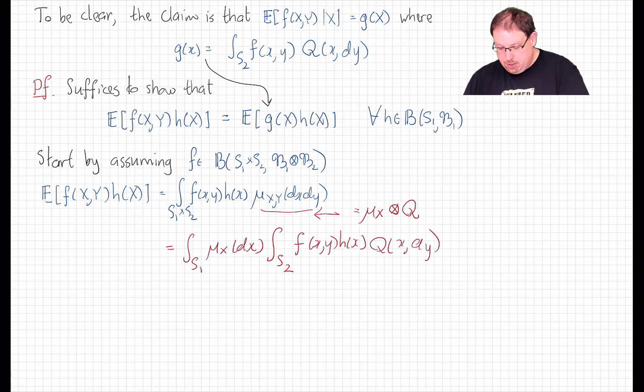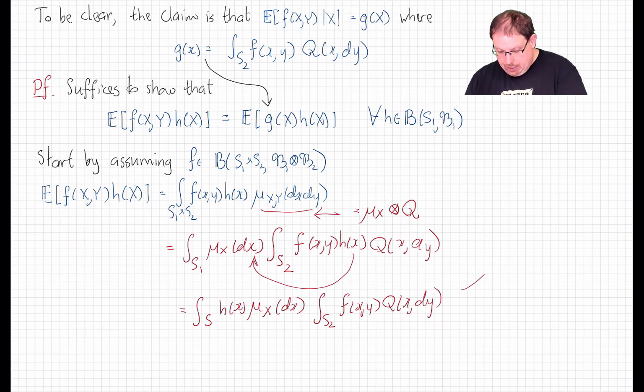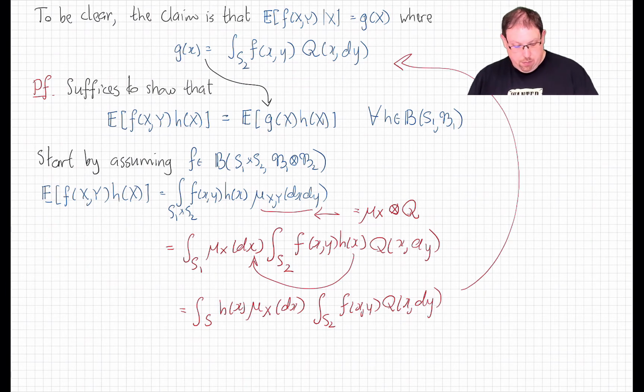Now, since we have this product structure here, h of x doesn't depend on the integration variable on the inside, and so we can pull it out of the integral. And therefore, that becomes the integral of h of x mu x of dx times the integral over S2 of f at xy q of x dy. Now, that inside integral is exactly the function g that we're looking for.